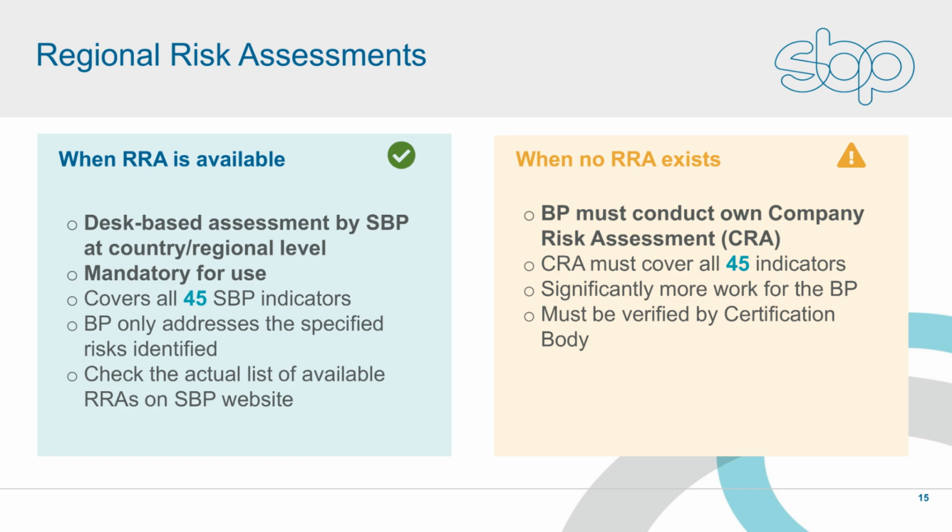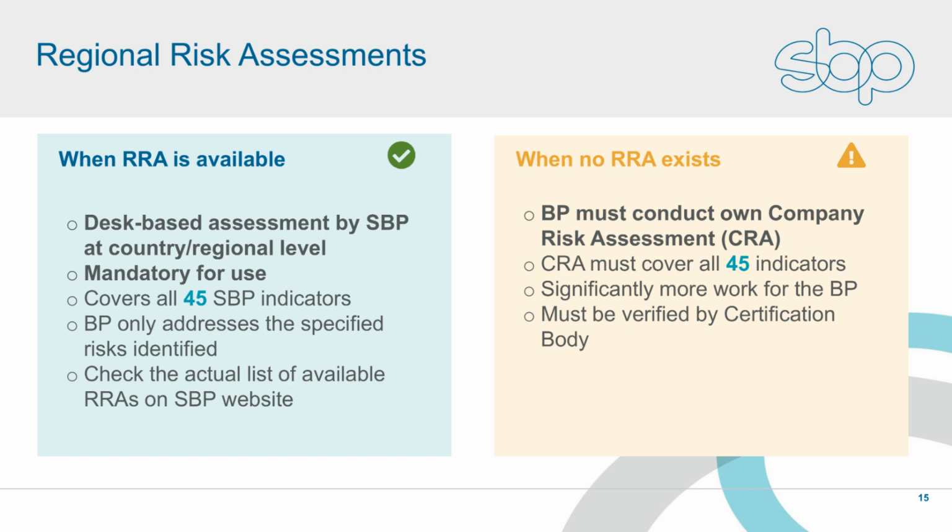So the choice between RRA and CRA is not really a choice, it is determined by SBP. If SBP has published an RRA for the area where your feedstock comes from, you use it. If not, you do the CRA yourself. The strategic implication is clear. Sourcing from areas covered by a published RRA is considerably less burdensome for the biomass producer. You will find a list of published RRAs on the SBP website under normative documents.